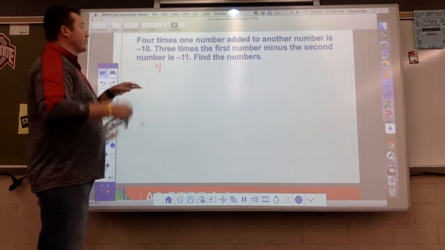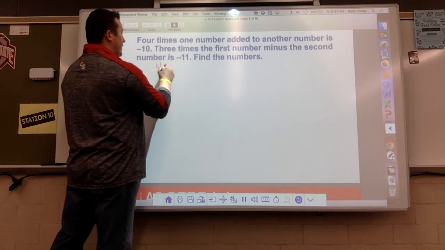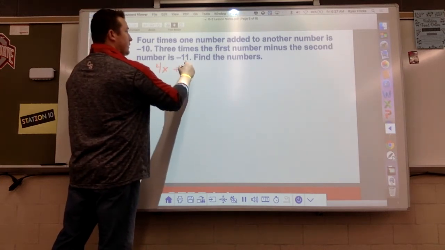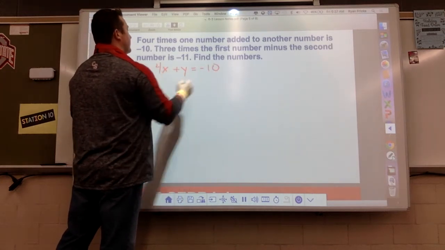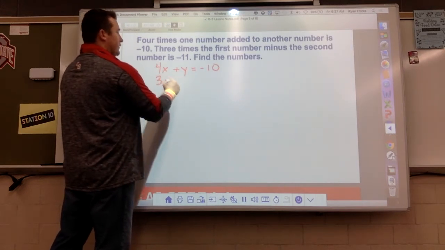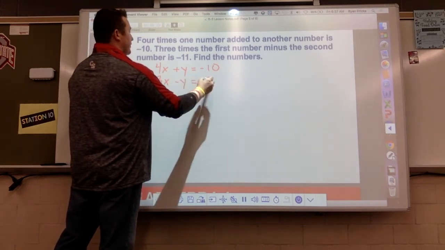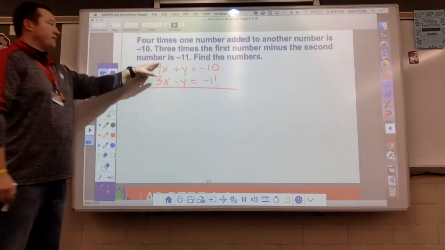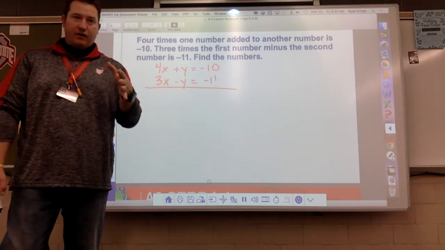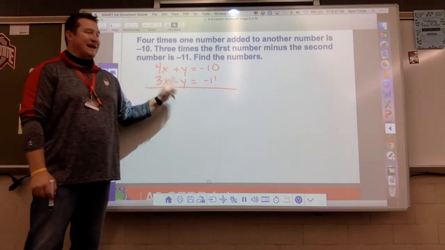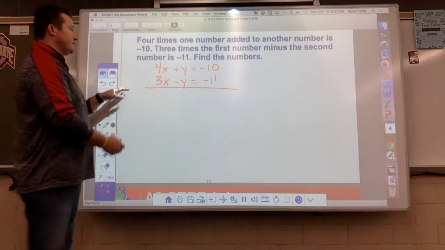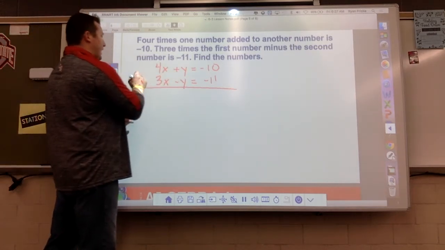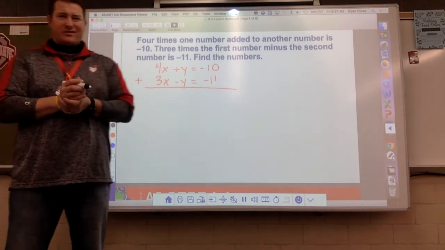Okay, hopefully you're back. Here we go, guys. 4 times one number, 4x, added to another number is -10. 3 times the first number minus the second number is -11. Okay. 4 and 3 are not opposite or the same coefficients. However, 1 and negative 1 are. Same, subtract, opposite, add. I wonder if we'll ever subtract.